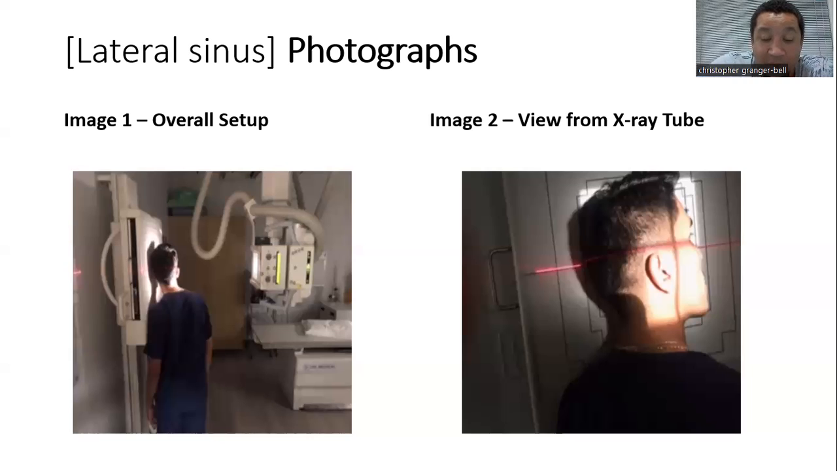The kVp range was 75 to 85. The instructions for the patient was suspended respiration on expiration. The anatomy demonstrated was all four paranasal sinus groups.